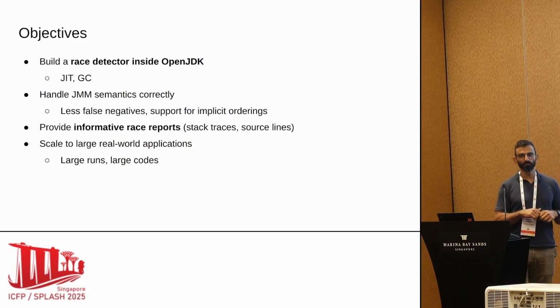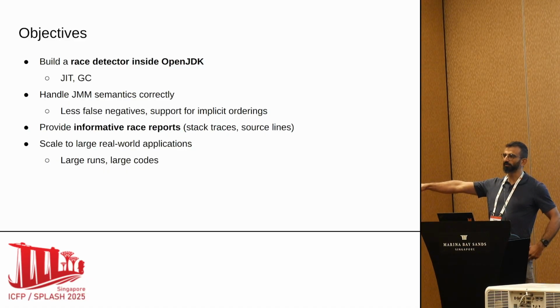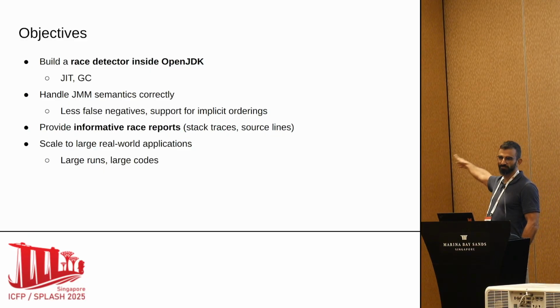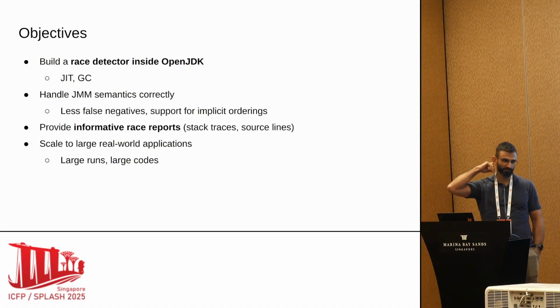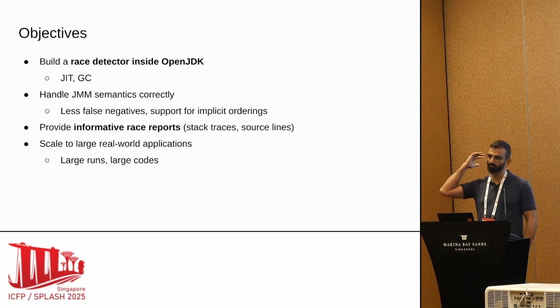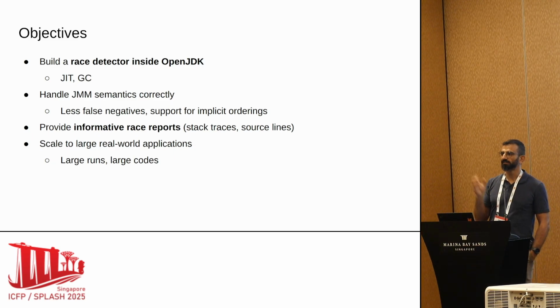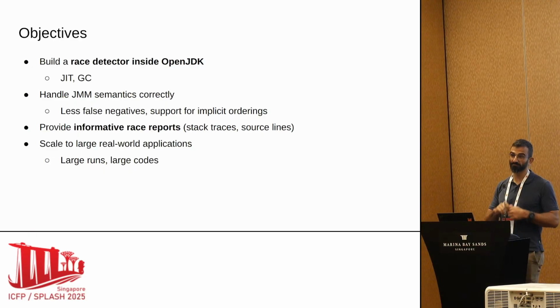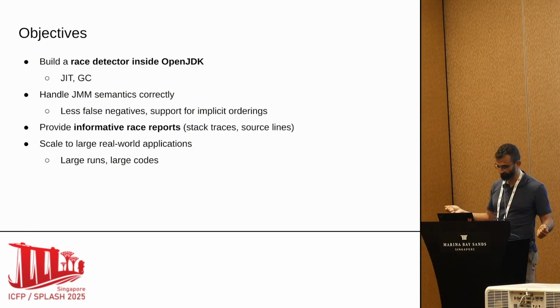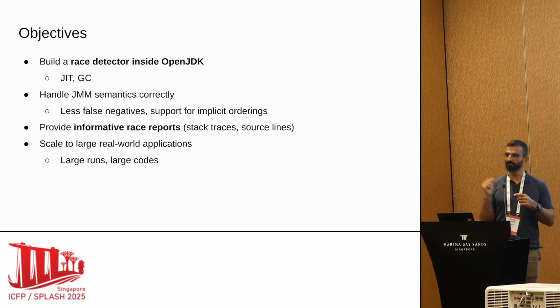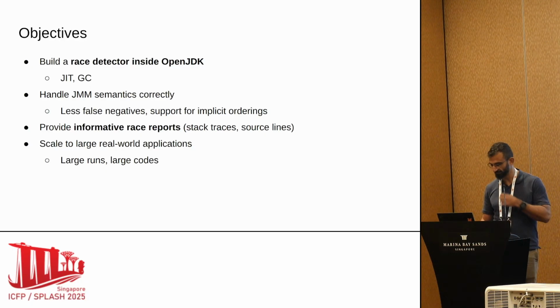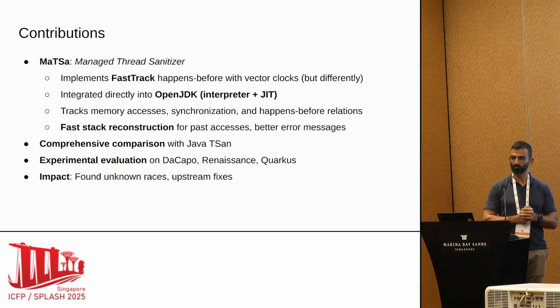So you cannot just point at this memory location. You get 0xFFFFABCD, and that's your race warning. That's not very helpful if you're a Java developer, right? So you want to translate things back into source lines and stack traces. Okay. And we want to run real stuff, large applications, large data sets, large codes.